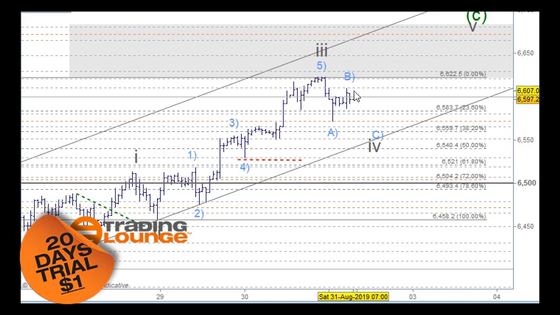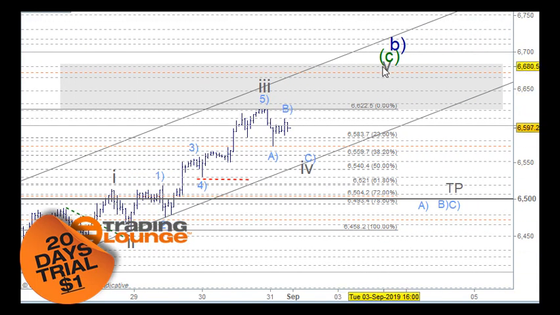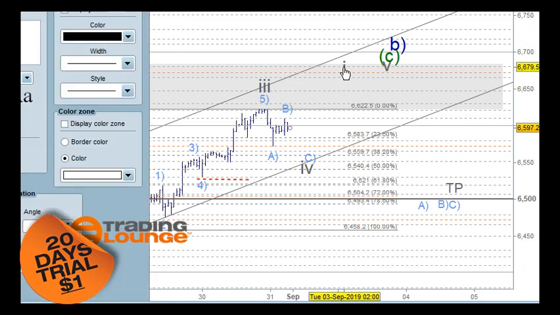So if this is correct, we can expect to have a move down to here, and then 5 waves up from that point, which will take us up into this space here. Let's just say group 2 up here. If we were looking for a target up here at this stage, let's just put it into group 2 here.